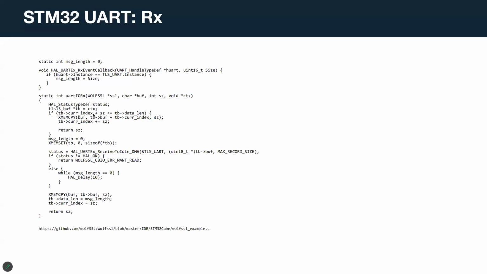But of course, if it's not enough data, then we're going to have to read off the UART line. So we're going to reset the entire context, or what we call the TLS13 buff struct, and we're going to call the receive to idle API. Max record size is how big we're willing to take in, and that's been predefined, so the buffer is that big. In this case, TLS_UART is a macro that has been defined to STM's UART2 pointer.